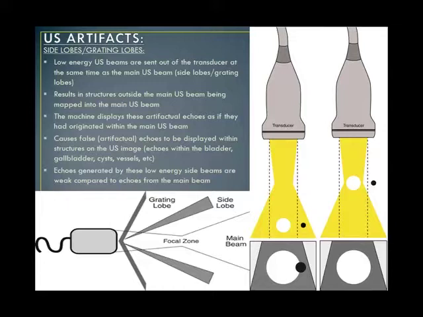And what this looks like on an ultrasound is you can have false echoes within structures. A structure that should be completely anechoic, such as a cyst, which is anechoic or black inside, or the bladder, or the gallbladder, stuff like that, you're going to have echoes inside that image, making it less anechoic. And generally, these echoes are from these low energy beams.